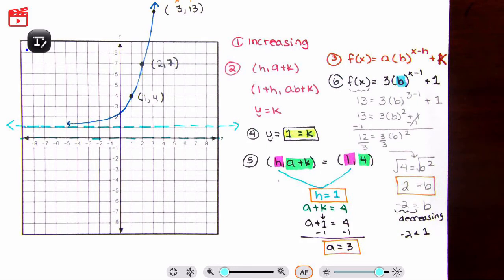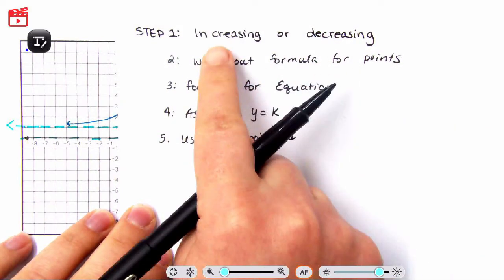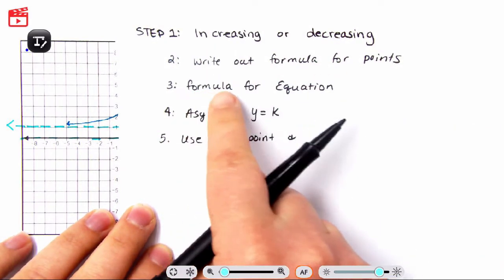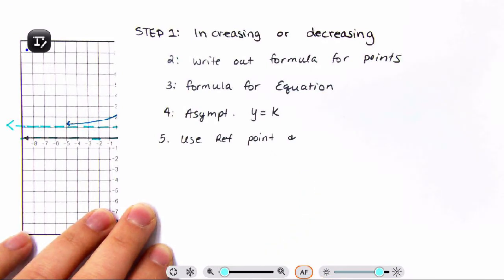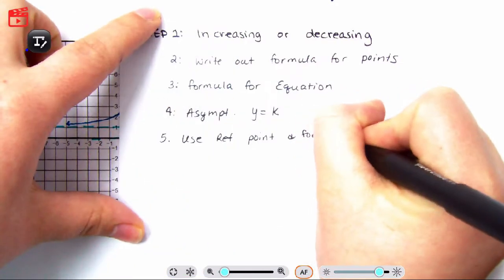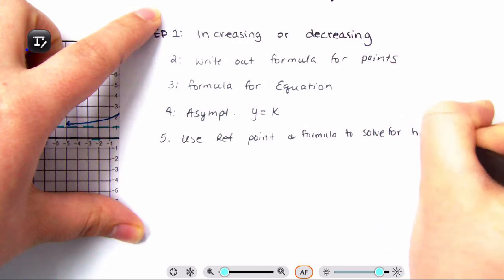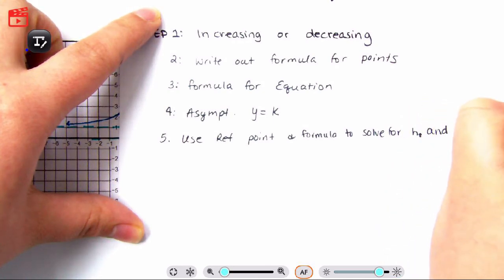So what I'm doing, you guys, is writing out the steps for you. First step is determine increasing or decreasing. Second, write out the formula for the points. Third step is the formula for the equation. Fourth step is we found the asymptote. The fifth step, use the reference points and formulas to solve for h and a.